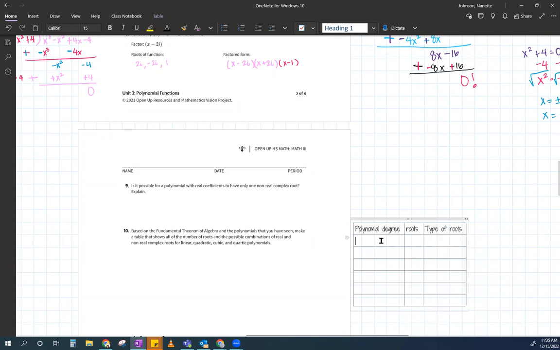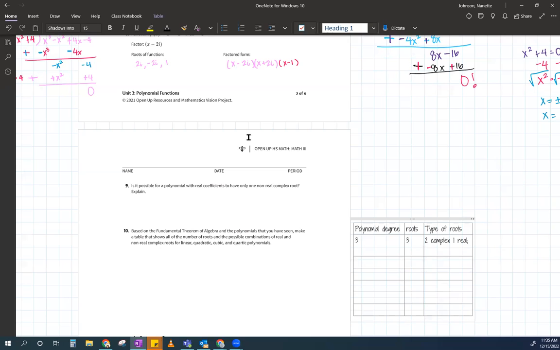So let's say we have a cubic. How many roots are you going to have? Everyone's like 3. Good. So name off the different combinations that I could have of those roots. Here we have 2 complex and 1 real. So here we can write 2 complex, 1 real. What's another combination that I could have of those 3 roots, besides 2 complex and 1 real? Good. I could have 3 real.